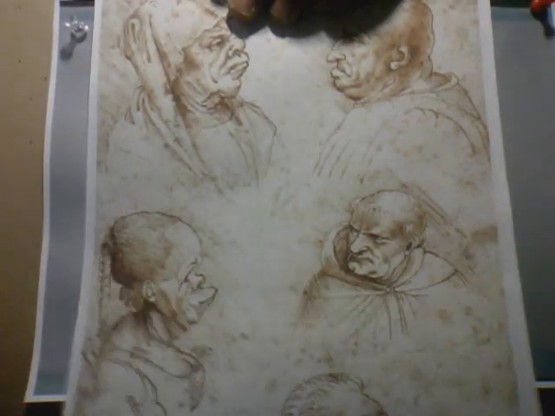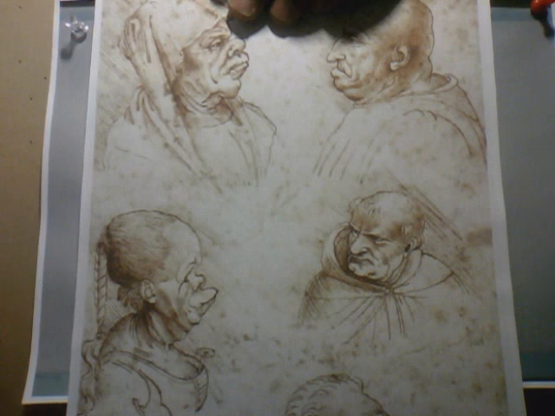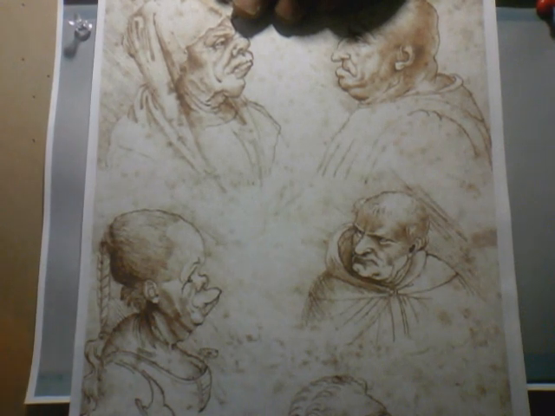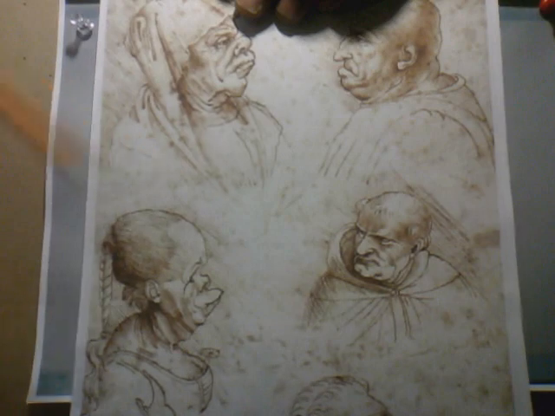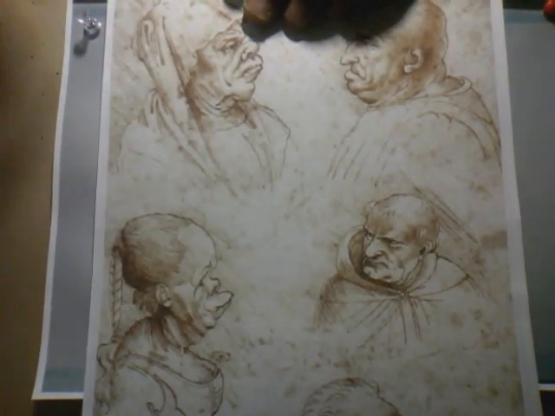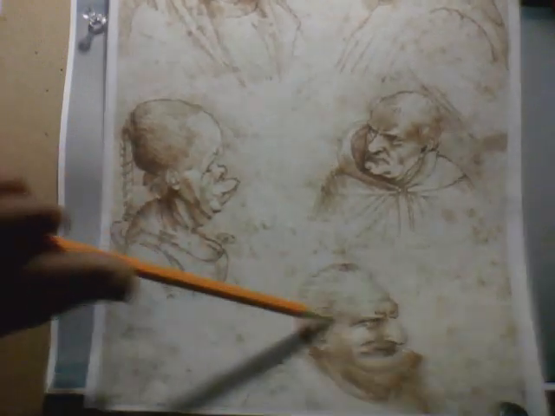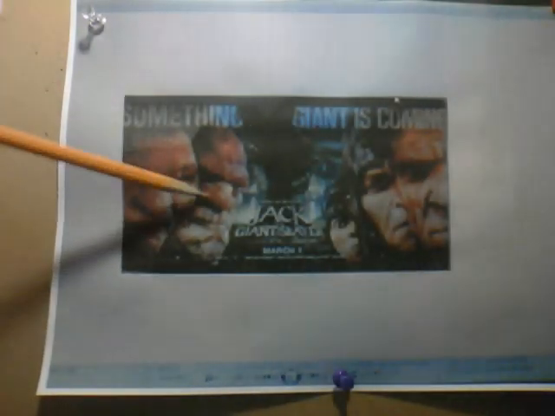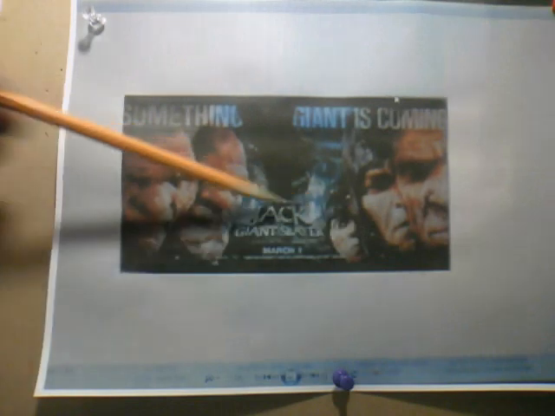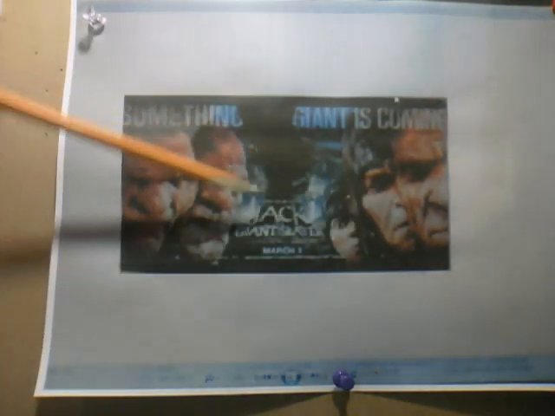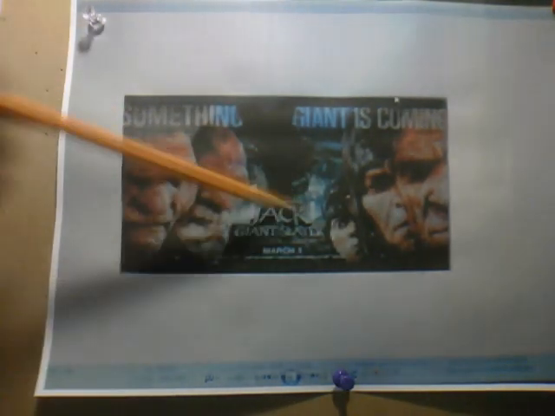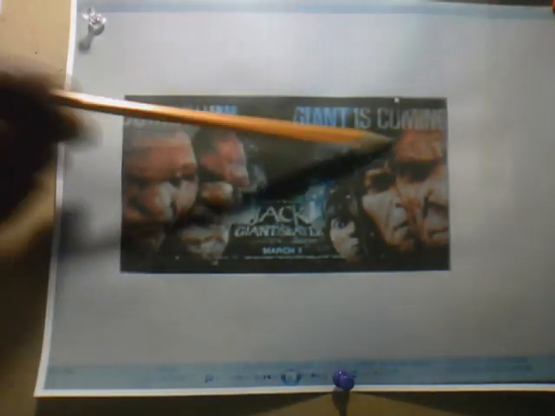These are Leonardo da Vinci's faces. I forget the title of this. One is The Study of Five Men, and I don't know what the name of this one actually is. But these faces are directly linked to these faces right here. These are stolen images from that of Leonardo da Vinci.